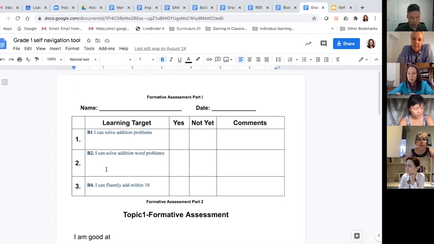Meaning, at some grade levels, I'm totally going to break it out. And at some grade levels, I'm going to leave it overarching, but I'm going to have scaffolds ready.